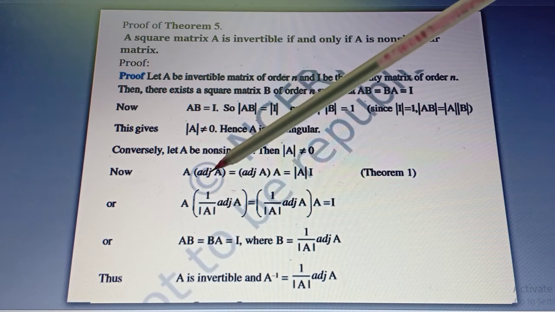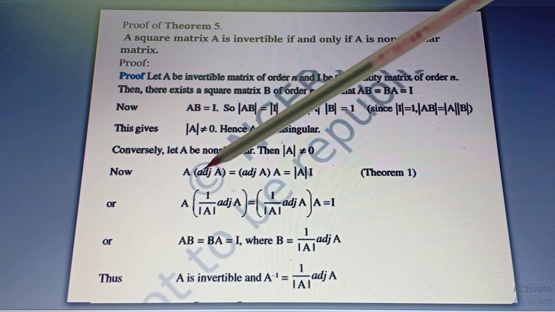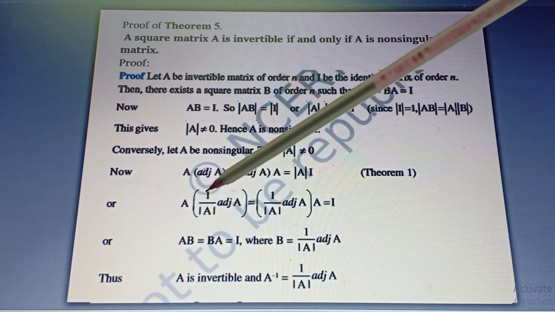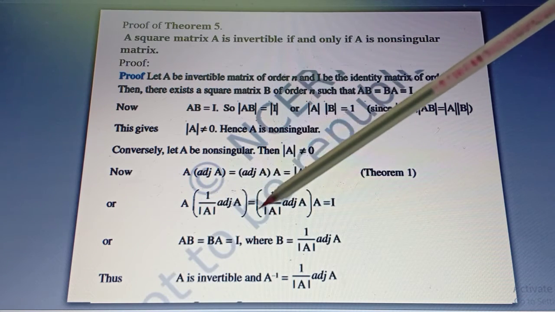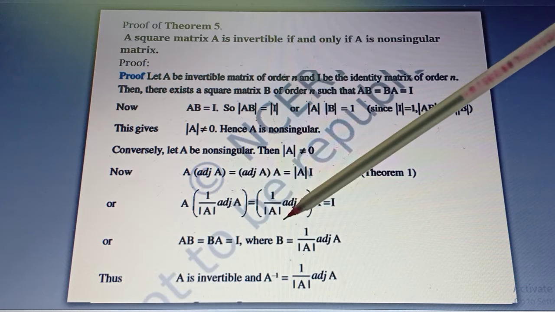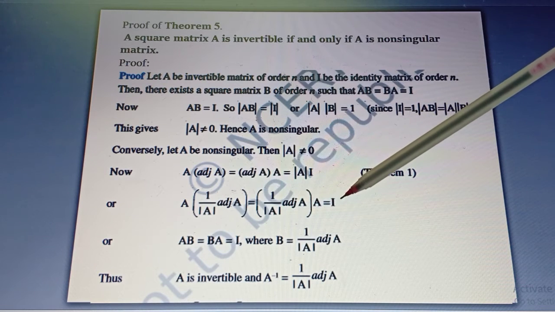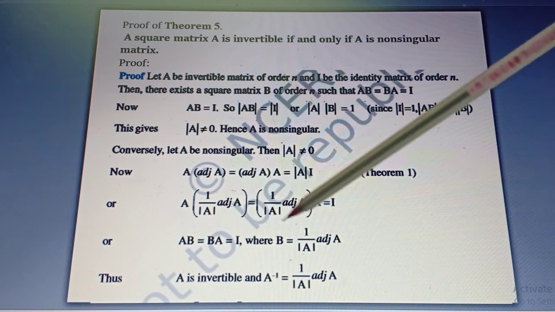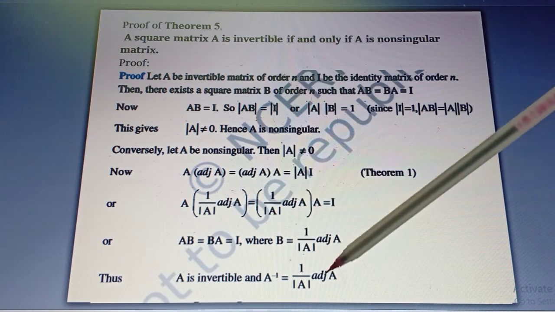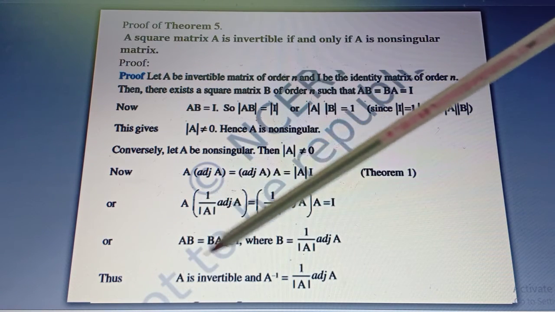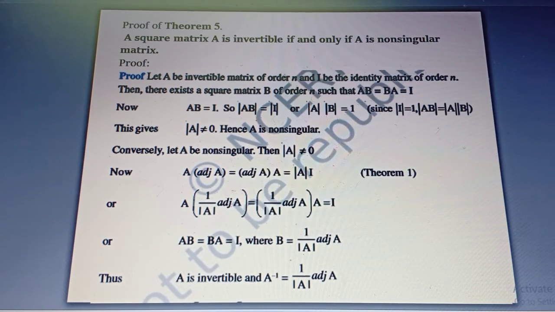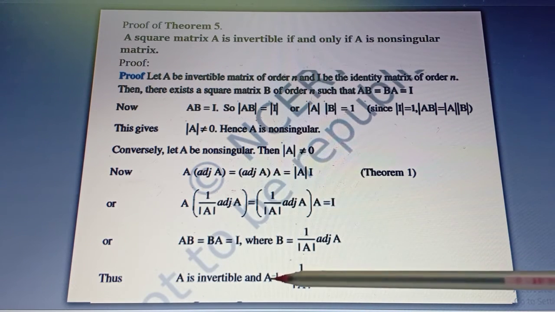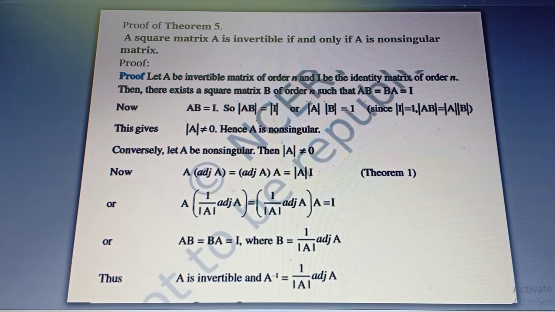Now, if we divide both sides by determinant of A, we get A into 1 by determinant of A into adjoint of A equals 1 by determinant of A adjoint of A into A equals I. If we take this as B, we can write AB equals BA equals I, where B equals 1 by determinant of A adjoint of A. Hence, this proves that A is invertible and B is the inverse of A, and A inverse is 1 by determinant of A into adjoint of A. So I hope students you understood the theorem.